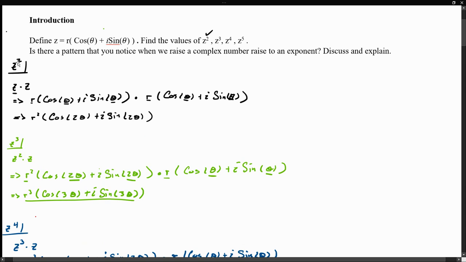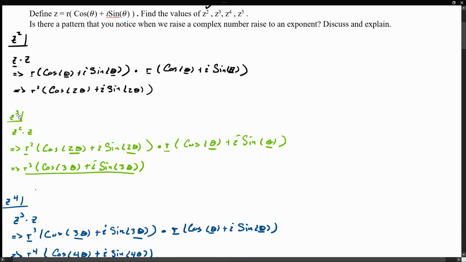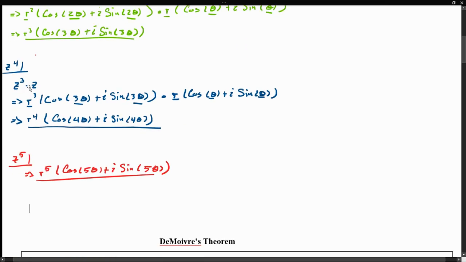Because notice that when we multiplied to get z to the second, it was r to the exponent of the number that we want to raise to, and cosine was 2 times the exponent that we had here. Z to the third is r to the third, and cosine of the exponent times theta, which in this case is 3 theta, because we wanted to raise it to the third exponent. To the fourth, r to the fourth, cosine 4 theta. To the fifth, r to the fifth, cosine 5 theta.